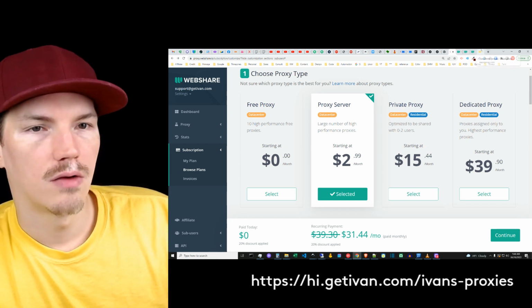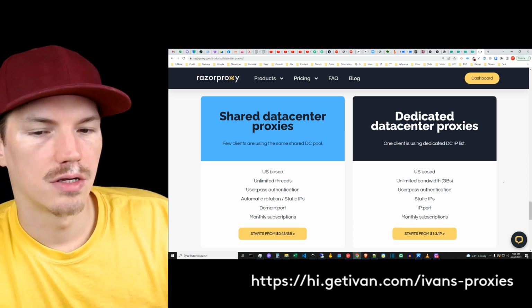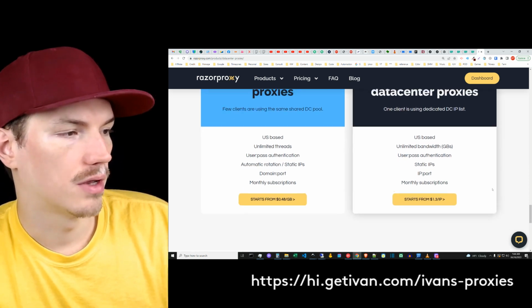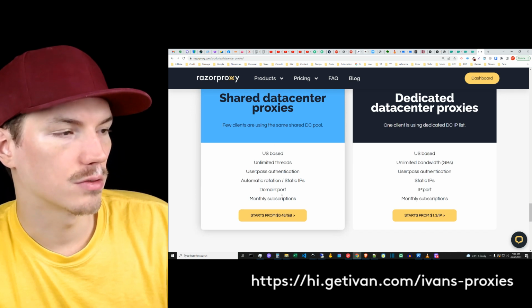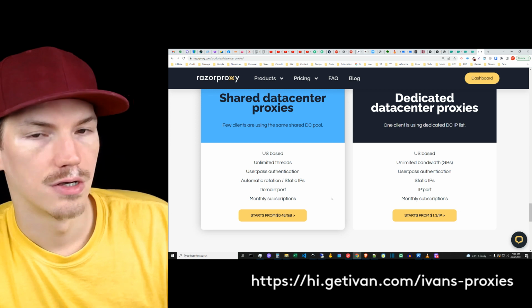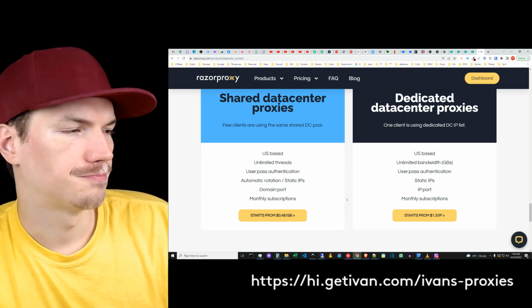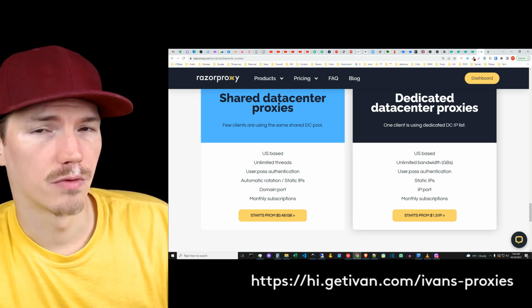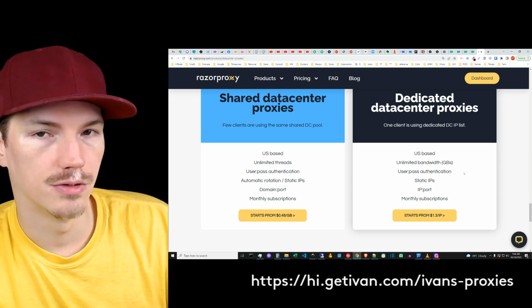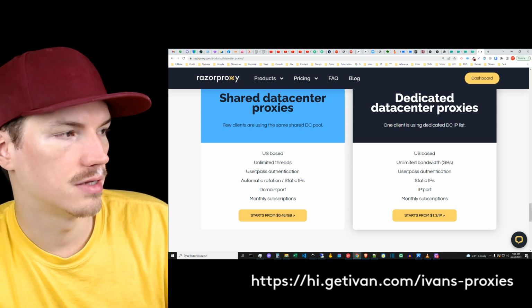But again, I will give RazorProxy credit. They seem to have a competitively priced dedicated data center proxy plan. They need to rethink their pricing structure for the shared model. It doesn't make any sense, so I wouldn't recommend that. But again, I haven't tested the performance, so make sure you do that before you dive in if you decide you're interested in that dedicated plan.